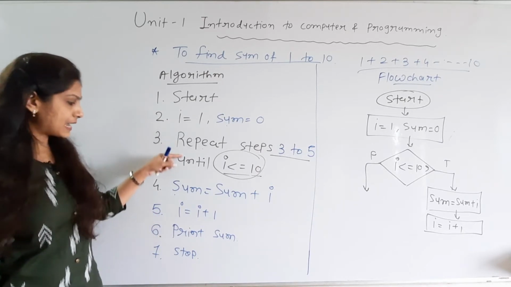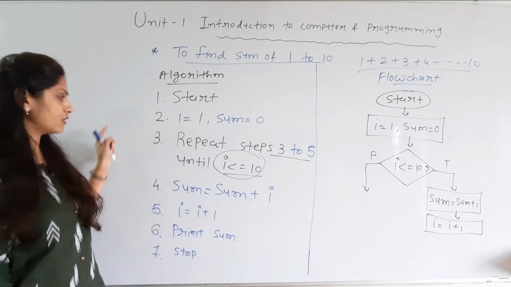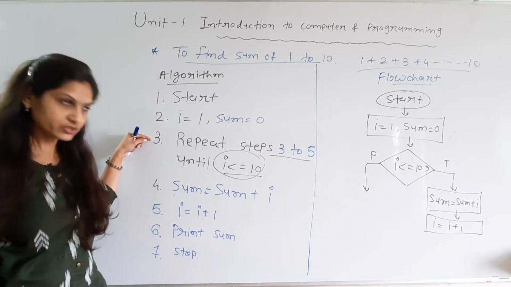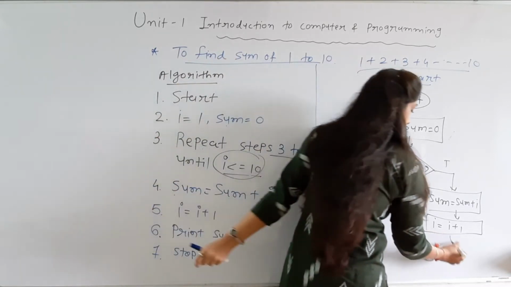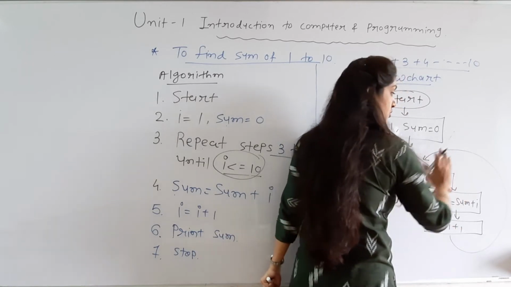Now, these steps are repeated. After modifying the value of I, now we have to jump to 3. So third is nothing but our condition. So jump onto the condition. So this is our true part.